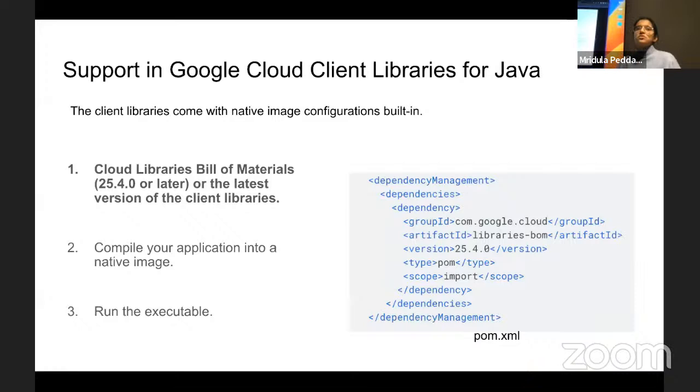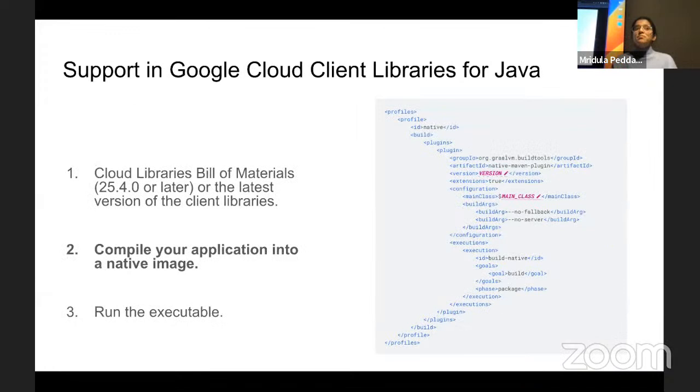Second comes the stage of actually compiling your application into a native image. And that can be done by leveraging the native build tools, the native Maven plugin, or the native Gradle plugin, or you can even do that by explicitly making use of the native image extension from your CLI. In this particular case, we've attached the native Maven plugin with a native profile, which can then be used with the Maven package command.